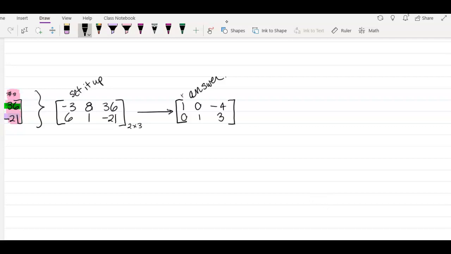Remember, this is the X column, this is the Y column. So what this literally says is 1x plus no y equals negative 4. And what this says is no x plus 1y equals 3. So when you have your matrix in reduced row echelon form, you'll have 1s on the diagonal here, and then you'll have your answer next to it.